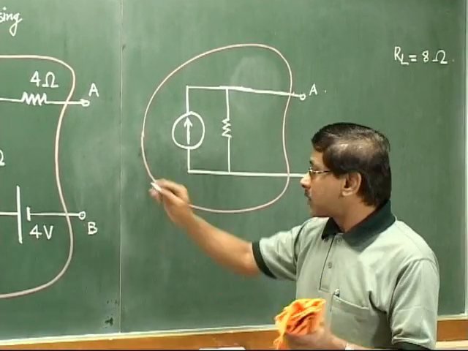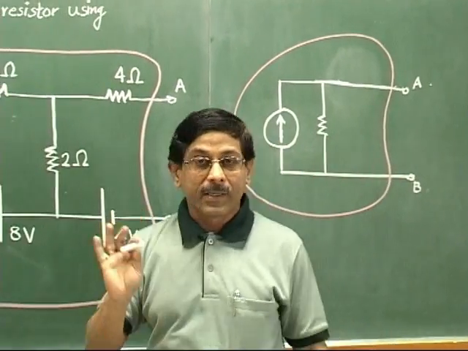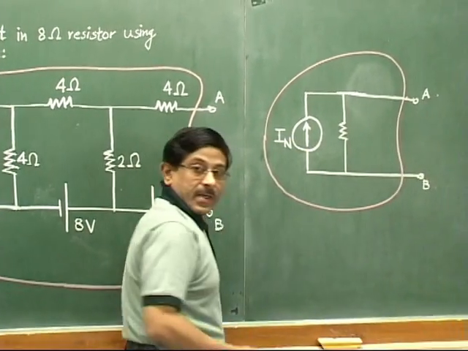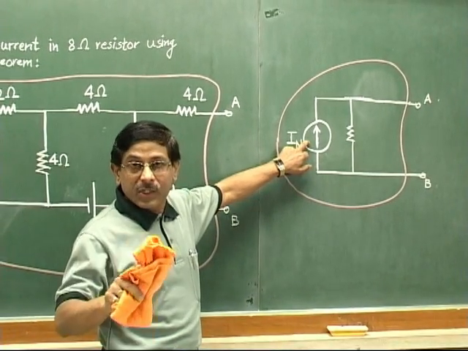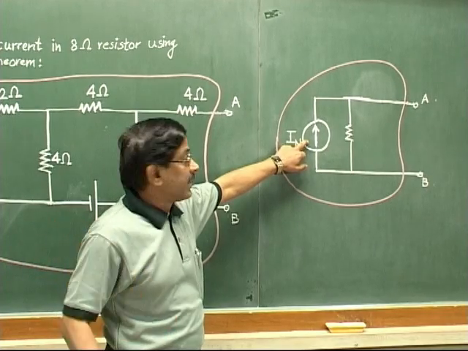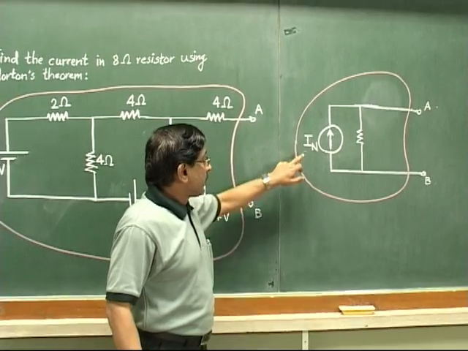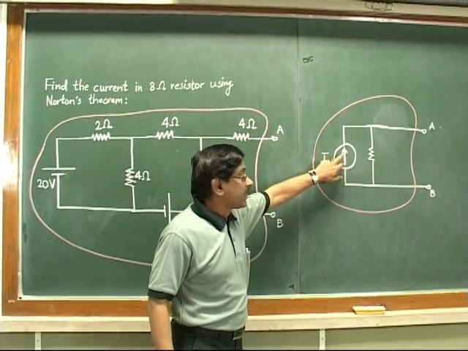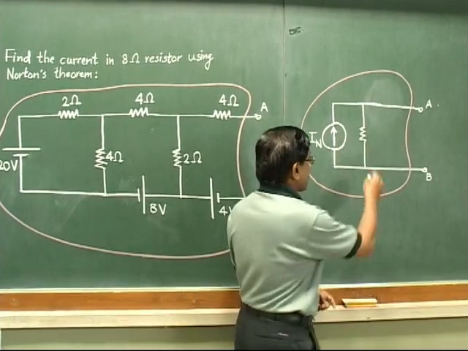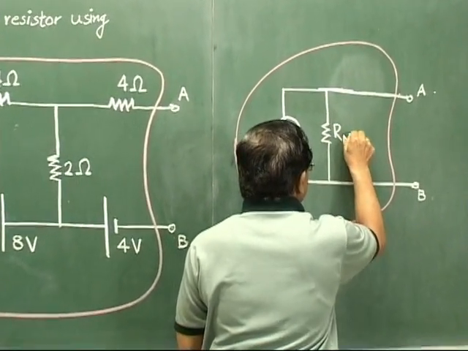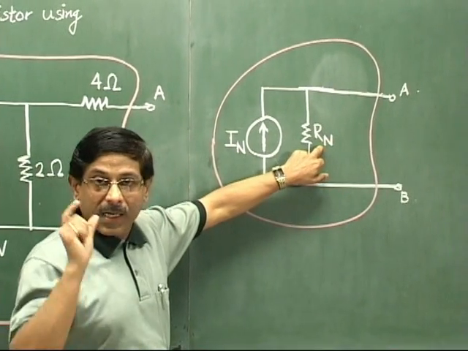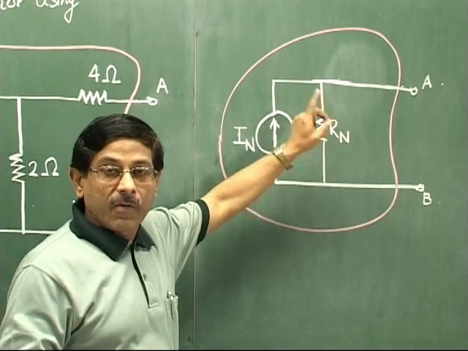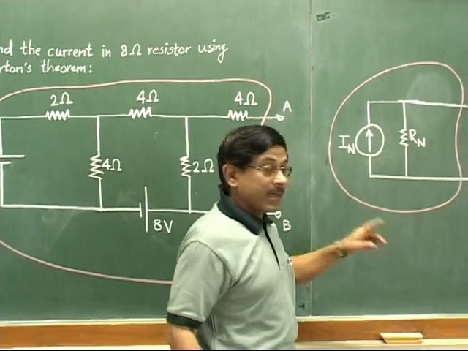Let us give some names to these two values. Whatever current we calculate and show here, we say that it is IN. Now remember, in Thevenin's theorem there was VTH, where TH was the initials of Thevenin. Here, since this is Norton's theorem, we will take the suffix as a capital N. So IN will be this equivalent current source, and the resistance we call RN. Remember, the meaning of RN here is exactly the same as the meaning of RTH in Thevenin's theorem.